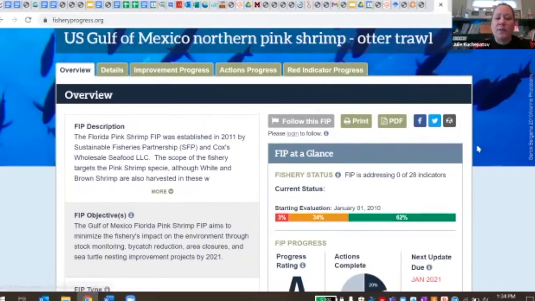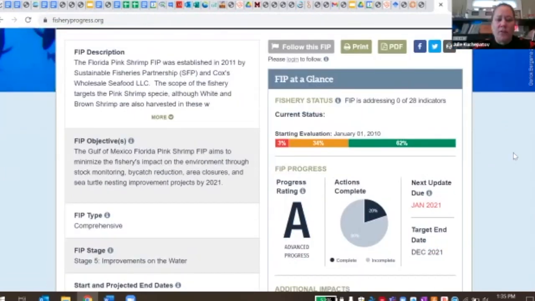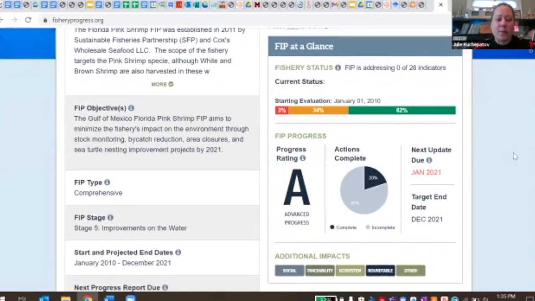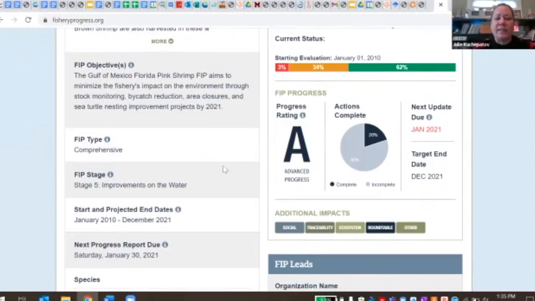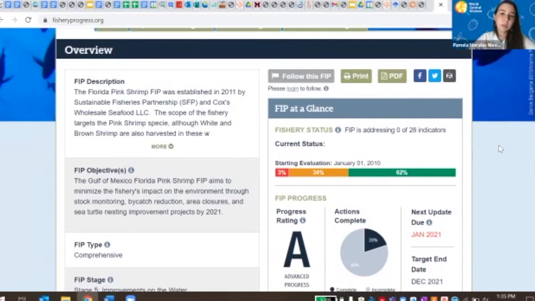And you have to be a member of this site, but it's free to use. You just have to sign up for it. And I mentioned that everything has to be public for a FIP. So this website is that public information about a FIP.